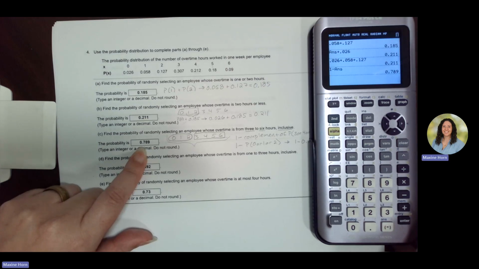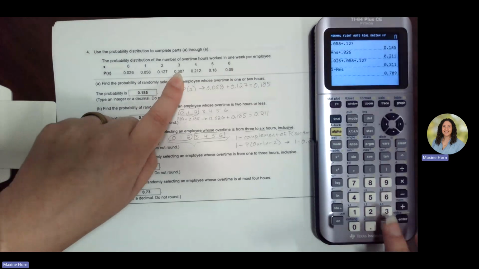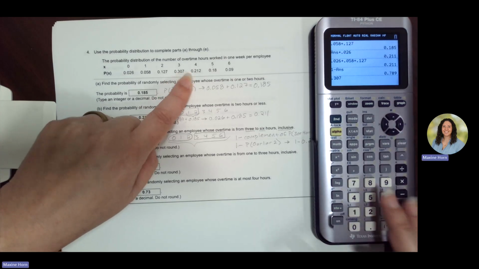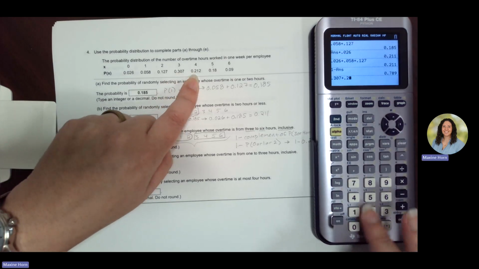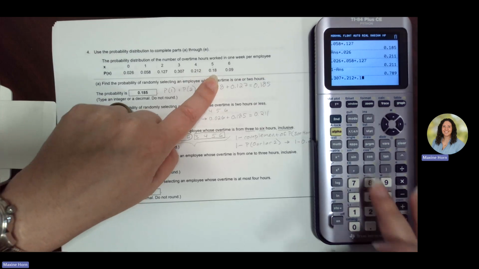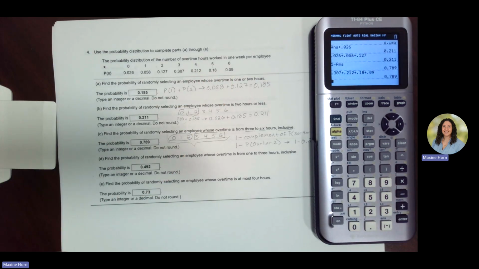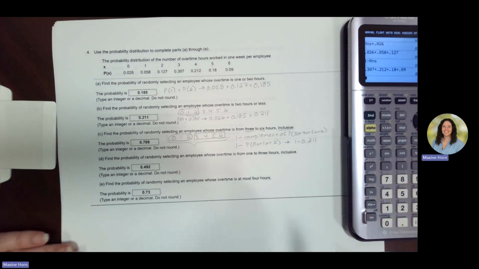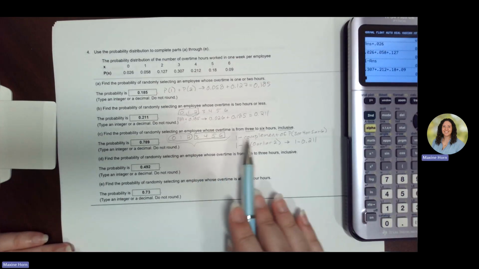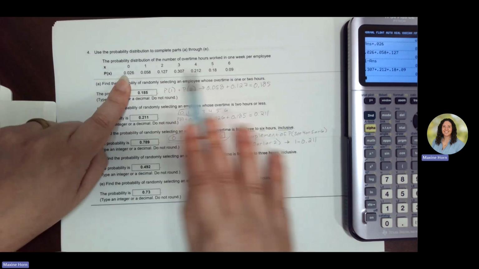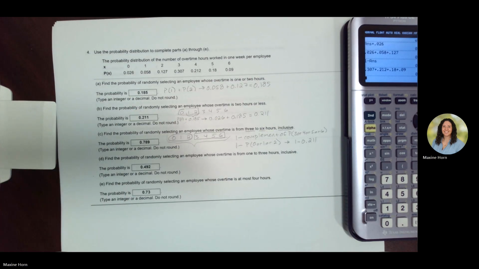Or again, I could do 0.307 plus 0.212 plus 0.18 plus 0.09, and I'm still getting 0.789. Either way, you get the same thing, but they're wanting you to understand this relationship between the complements and remembering that all of these added together are 1.